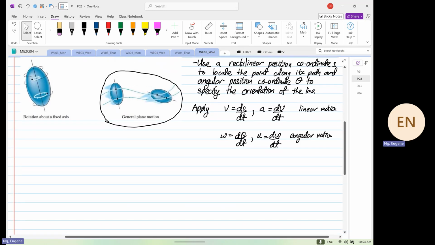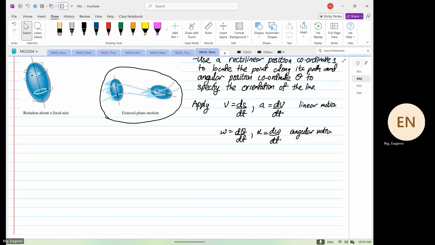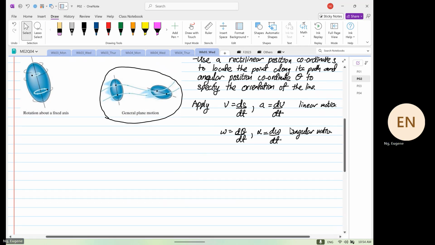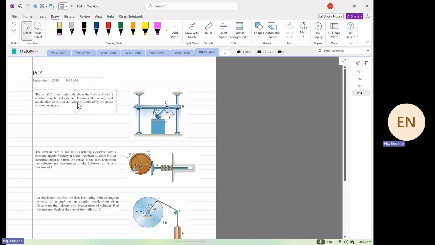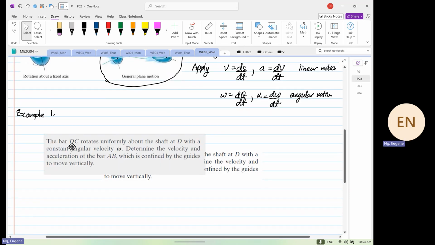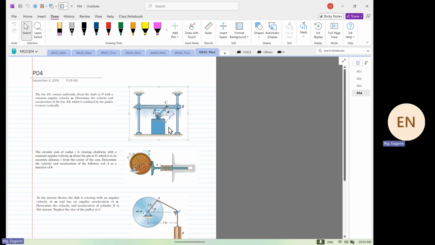Rather than write to you, let's jump into an example. Let's look at an example. You can find this example in your Avenue to Learn. Can you check, is it available at Avenue to Learn? If it's not, I'll post it again. Is it there? Yes. Thank you.